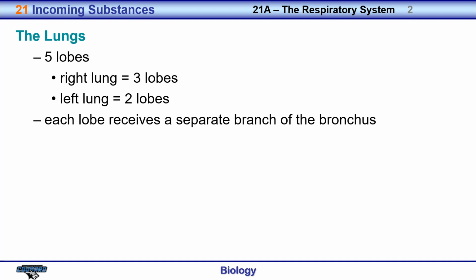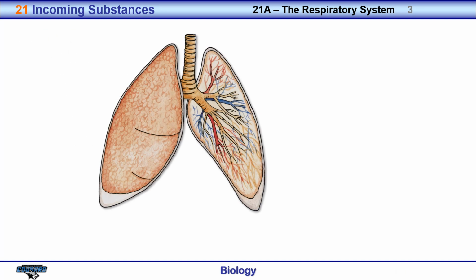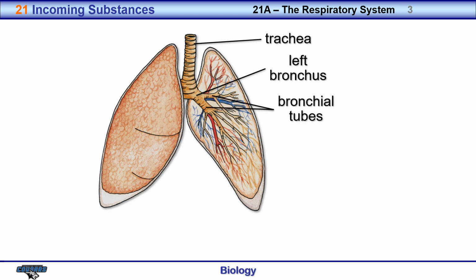Now, each lobe of the lung receives a separate branch of the bronchus. Bronchus is singular, bronchi is plural. And then each bronchus divides up into bronchial tubes. So here's your trachea. There's the left bronchus. Remember, person is facing us, so that's on his left side. Those are the bronchial tubes.